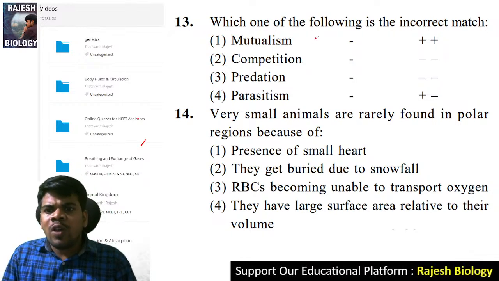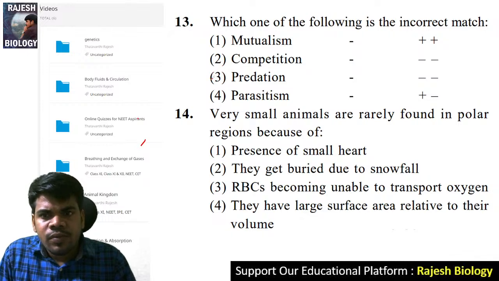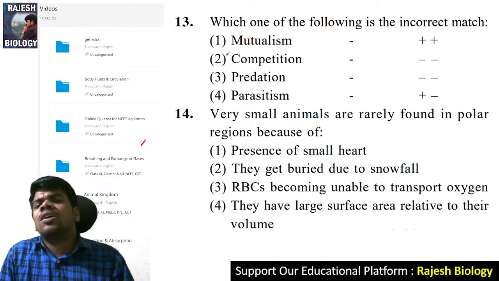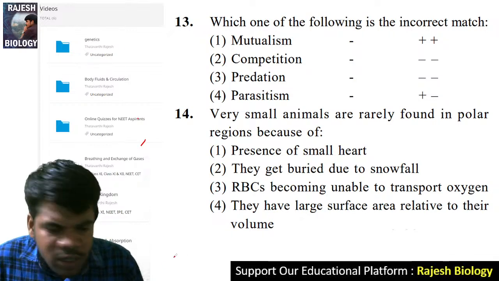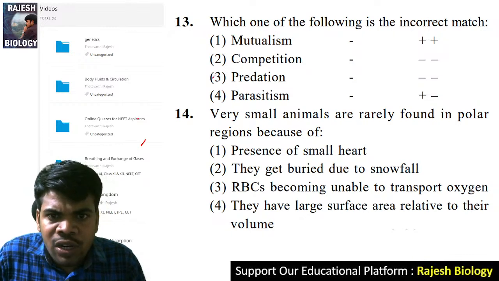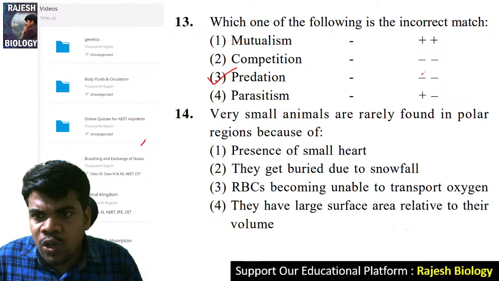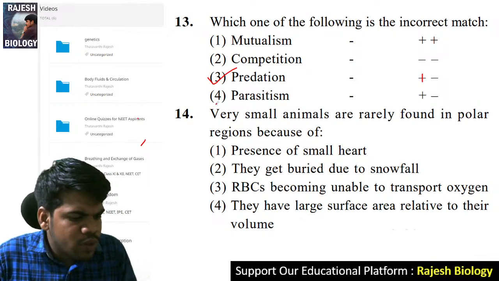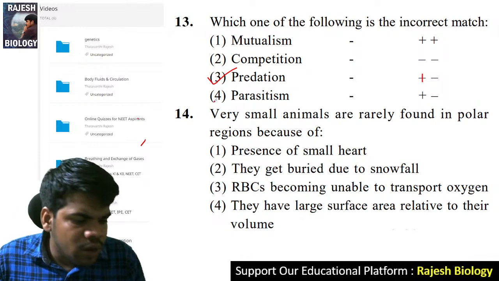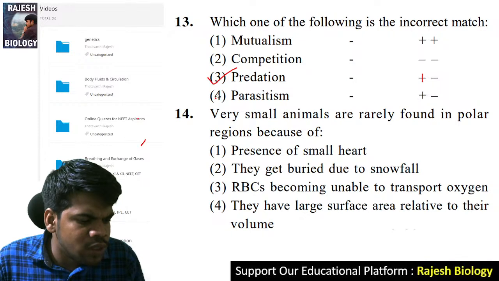Which one of the following is the incorrect match? Mutualism, both are benefited, correct. Competition, both lose, correct. Parasitism, one is benefited, another one loses, correct. Come to predation, it is not like that. Predation is also just like parasitism. It should be like this. Okay. Yeah, 13-3. Who says? Gnaneshwari, Chinnu. Very good. Chandrika also right.